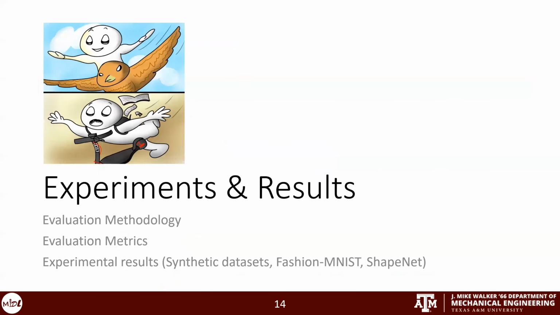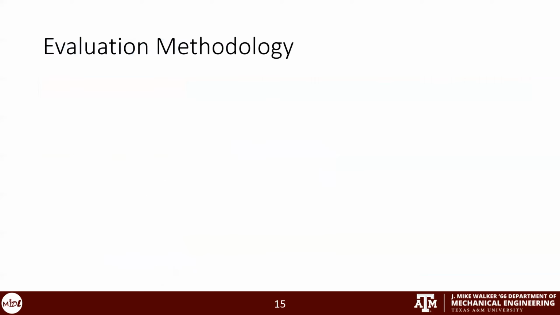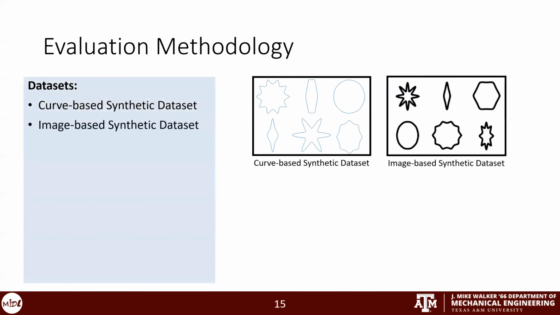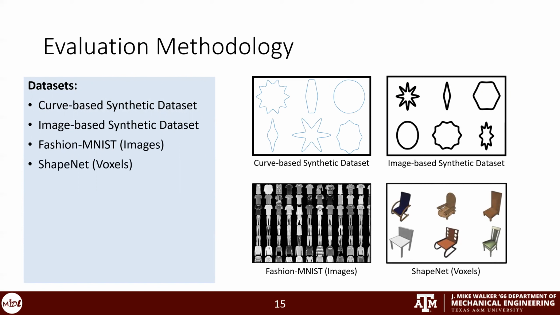This concludes our methodology, and now I will talk about the experiments that we conducted and the results we obtained in greater detail. In order to evaluate our method, we performed experiments on 4 different types of datasets. This included a curve-based synthetic dataset, an image-based synthetic dataset, the widely used Fashion-MNIST dataset, and the ShapeNet dataset to see how our approach performed for 3D shapes.